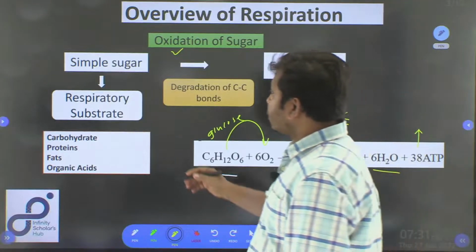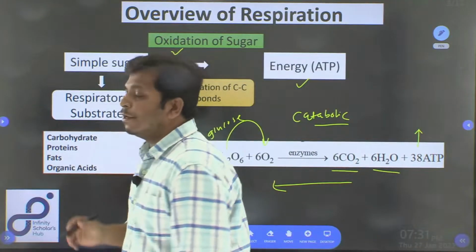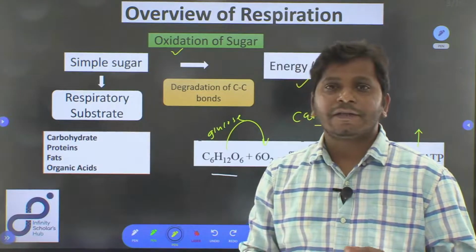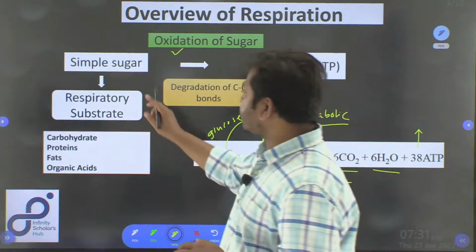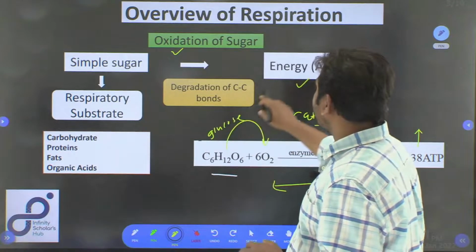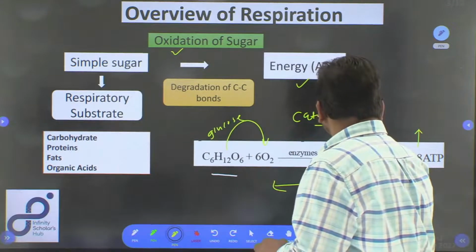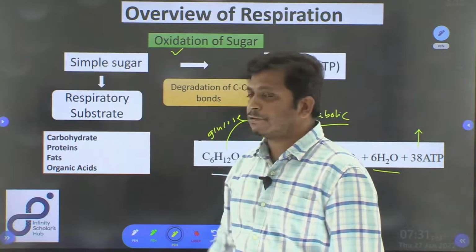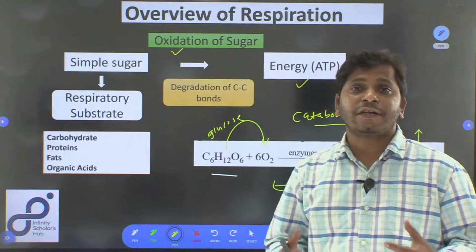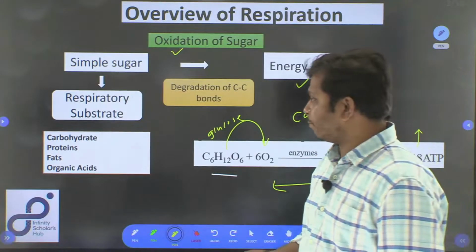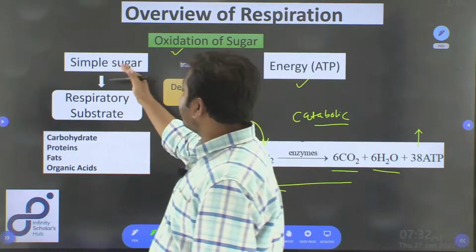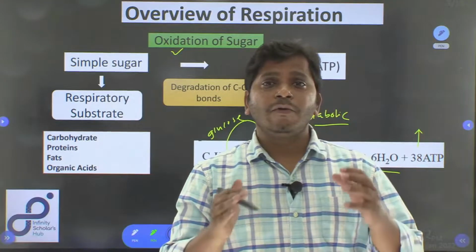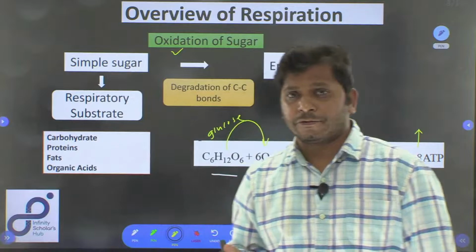Here, simple sugar is called the respiratory substrate. Why is it called the respiratory substrate? Because this is the substrate which is utilized to produce the products, which are carbon dioxide and water. That is why it is called the respiratory substrate, because it is used as a substrate in the process of respiration. But simple sugar or carbohydrates are not always the only source of respiratory substrate.